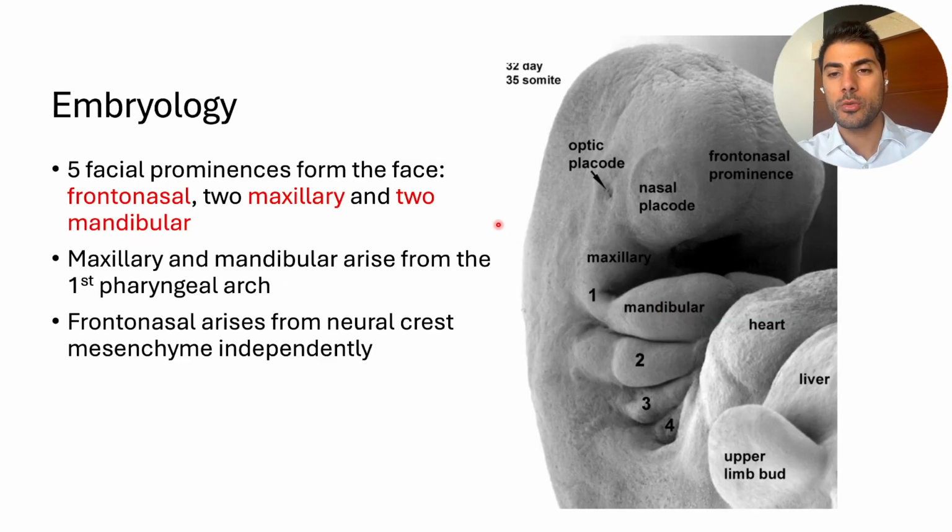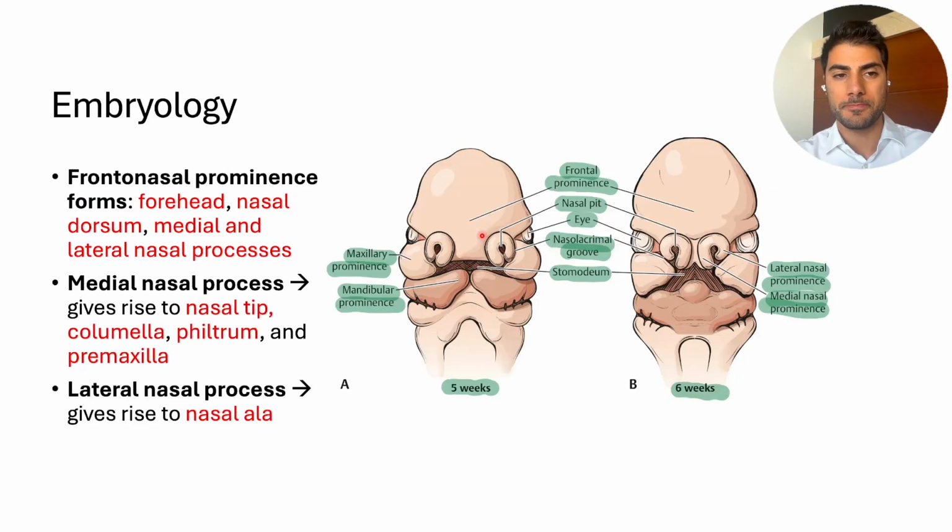So first we'll start with the embryology. We have 5 facial prominences that form the face. So we have the frontonasal prominence, we have 2 maxillary and 2 mandibular prominences. So this is what you guys need to know. And the maxillary and the mandibular, they come from the first pharyngeal arch, okay? While the frontonasal prominence, it is independent and comes from the neural crest mesenchyme.